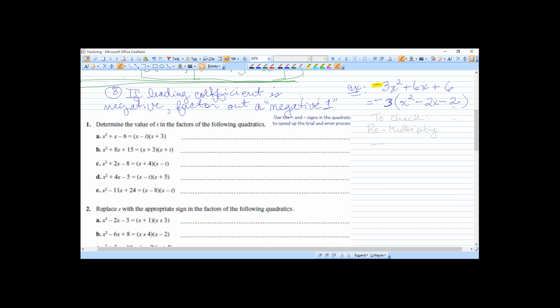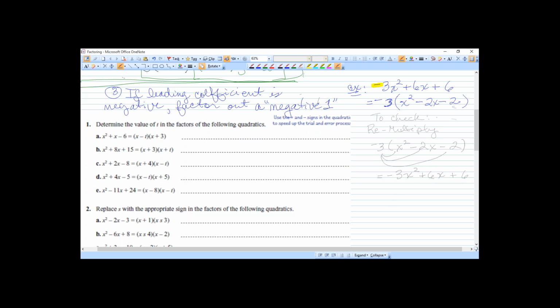Sorry, guys. So negative 3x squared is 2x minus 2. So we want to just distribute the negative 3 back in to check it, to see if we get whatever was the original problem. Negative 3x squared. Negative 3 times negative 2x plus 6x. Negative 3 times negative 2 plus 6. Okay? So we do get our original trinomial, and so that's good. That means we factored that correctly.